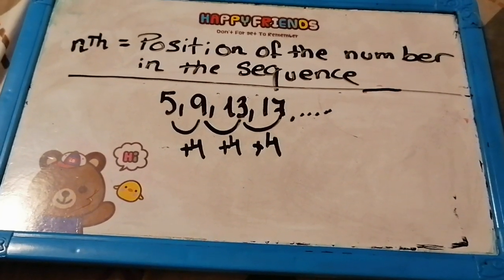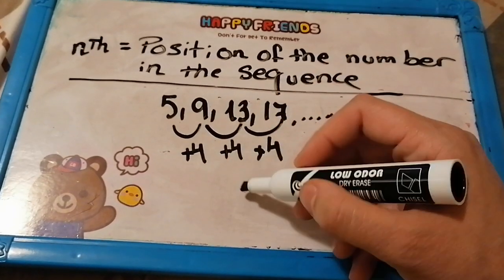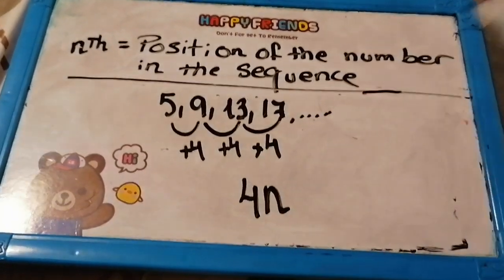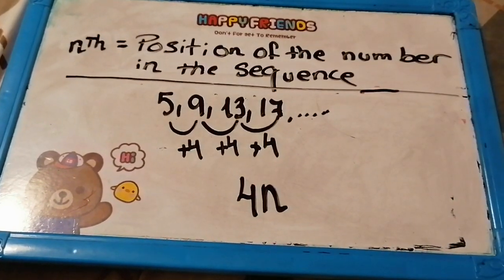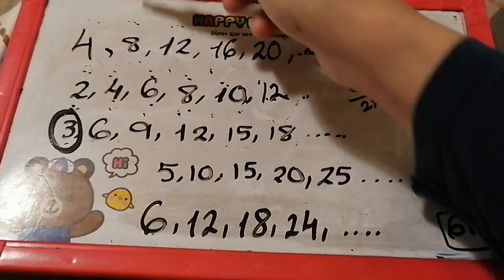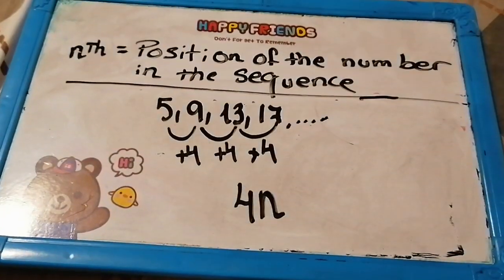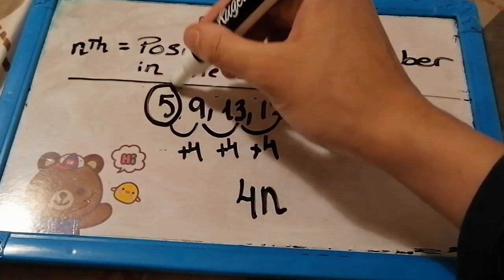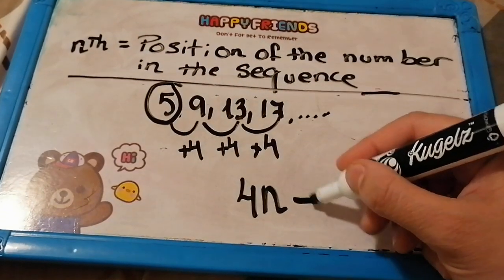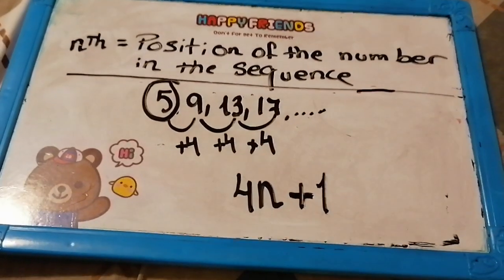So we agreed that if any formula is counting by 4, I must write 4n. But 4n was the formula for the sequence that was starting with 4, right? But this sequence is starting with 5. So 5 is more than 4 by 1. So I will write 4n plus 1.